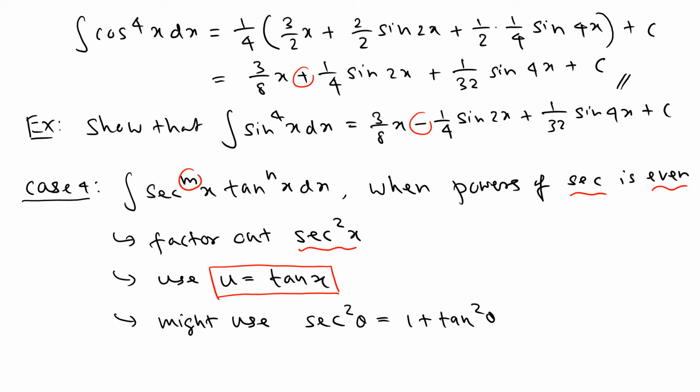So let's do a problem like this. Example: evaluate the integral of tan 6x secant 4x dx. You can see that secant has an even power. This method applies for pretty much any power of tangent, and secant should have an even power.